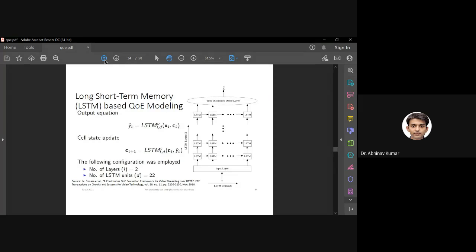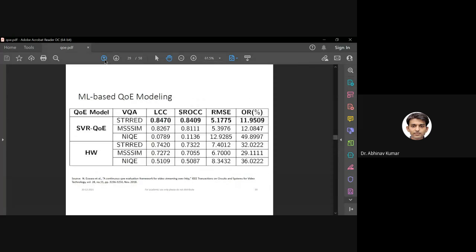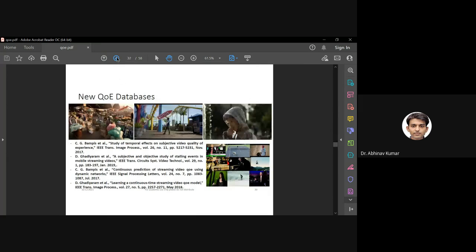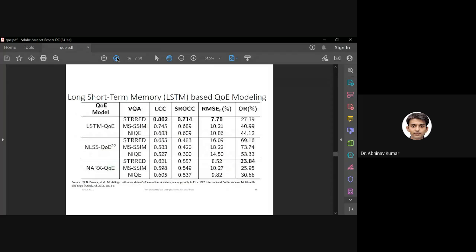And this was motivated by, for example, this result, where we were able to show that frequent rebuffering instances also significantly affect the quality of experience, right? So motivated by that, we came up with this LSTM based model, and we were able to show that.